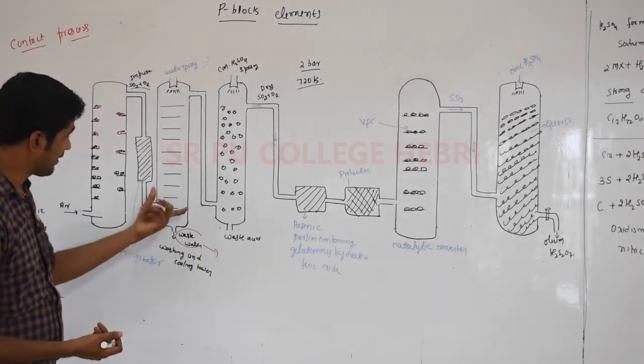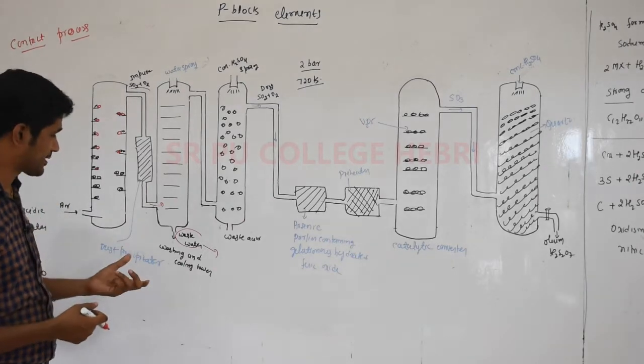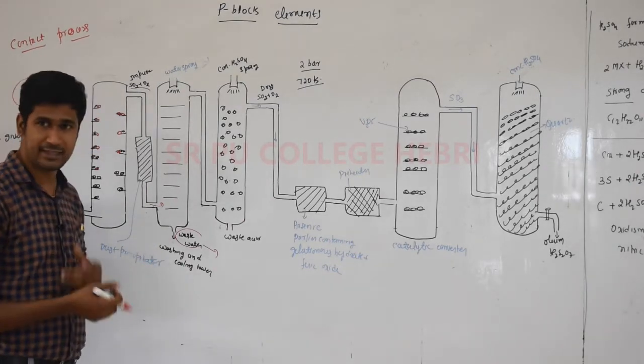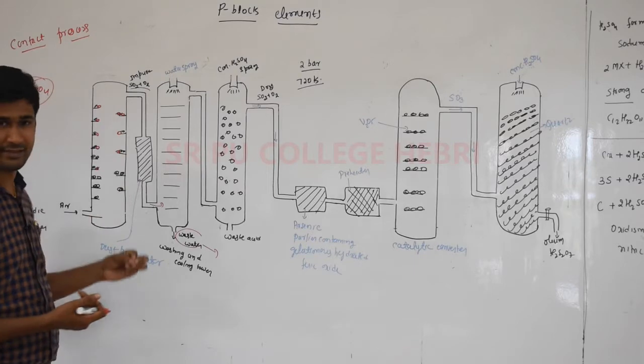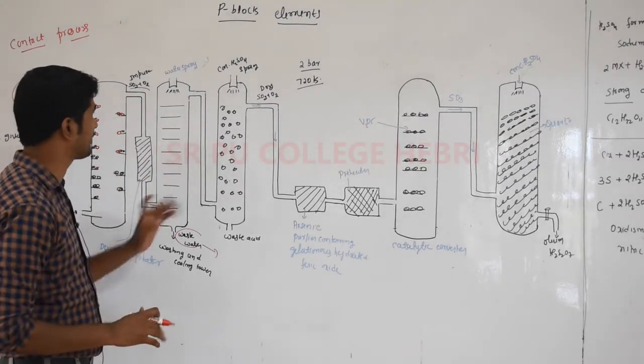So here we get only pure SO2 which is free from impurities. In this washing and cooling tower it is washed. No need to explain each and everything here. Just draw the diagram, that's enough.